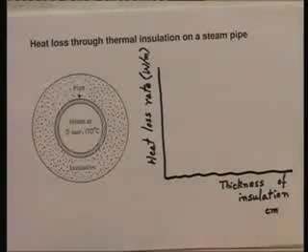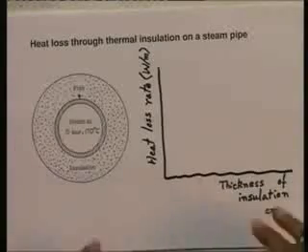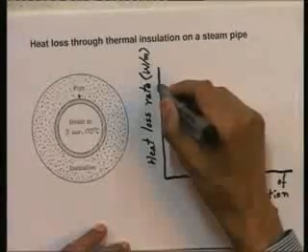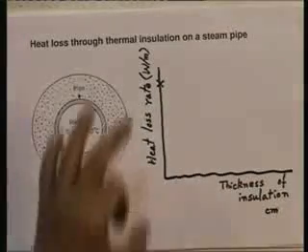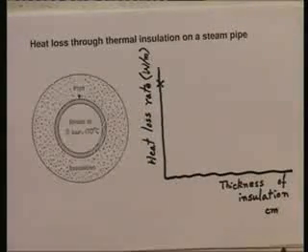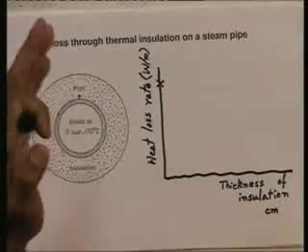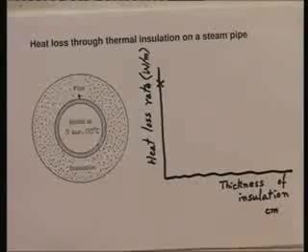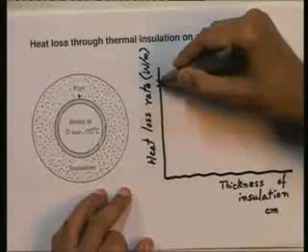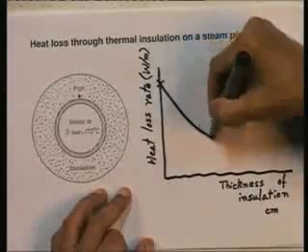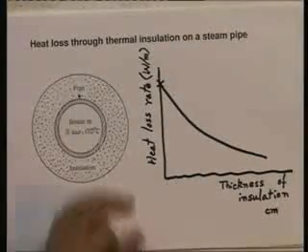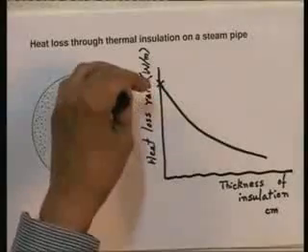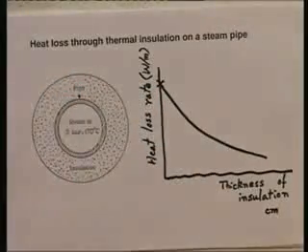Let us say when I have no thickness of insulation, there is no insulation on this pipe, the amount of heat being lost is as indicated by the cross here. That is the amount of heat being lost. Obviously, if I put insulation on this pipe, the heat loss rate is going to decrease. Typically, I'll get a graph something like this. As more and more insulation is put, the heat loss rate, watts per meter, will go on decreasing.